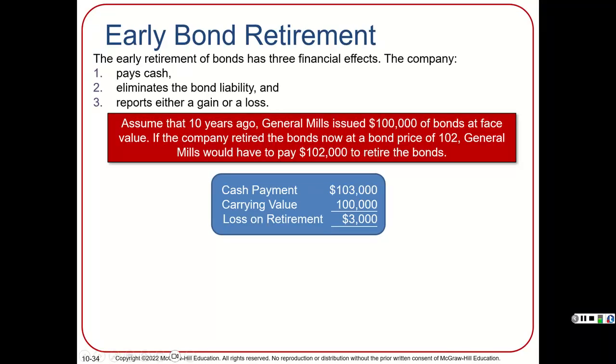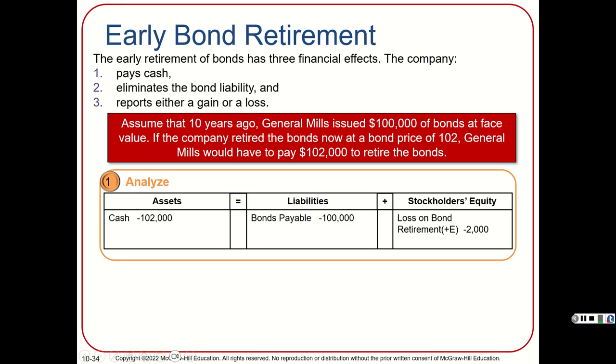I believe this might be a typo here. So we have a bond price of 102. The cash payment here says 103 less the carrying value of 100,000. Our loss on retirement is 3,000. I think they mean 102, and the loss is 2,000. We'll see as we go on into the example. So our cash decreases 102,000. Our bonds payable decreases to zero because we are recognizing the payout, and then the loss on the bond is the 2,000.